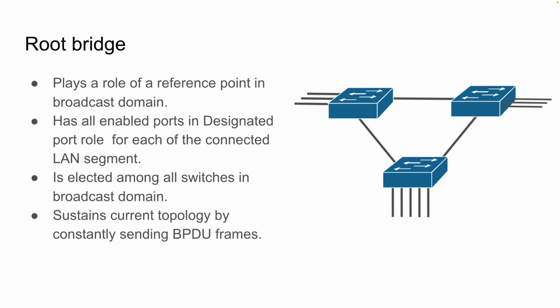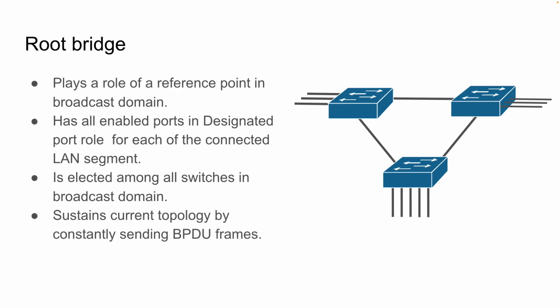According to spanning tree protocol, they must collectively elect a root bridge. Root bridge plays a role of a reference point in the broadcast domain. Root bridge has all enabled ports in designated status for each connected segment. So every enabled port on the root bridge remains enabled and not blocked. Root bridge is elected collectively.